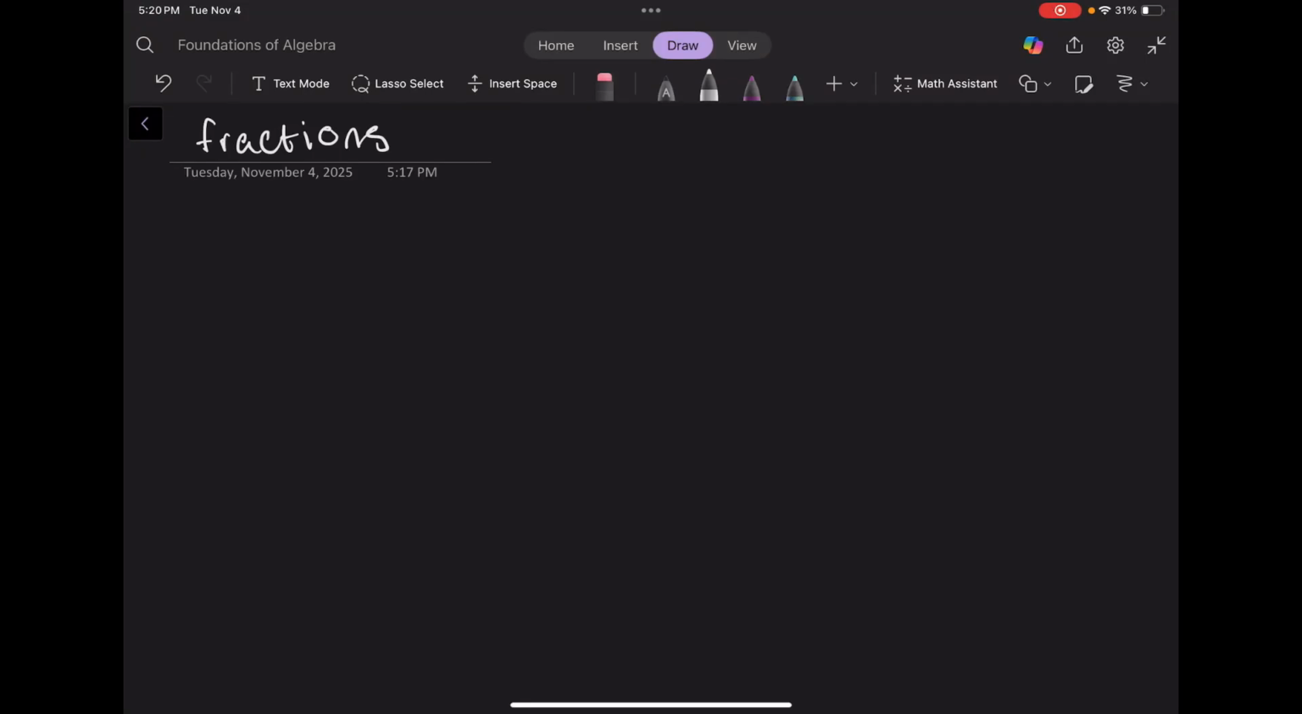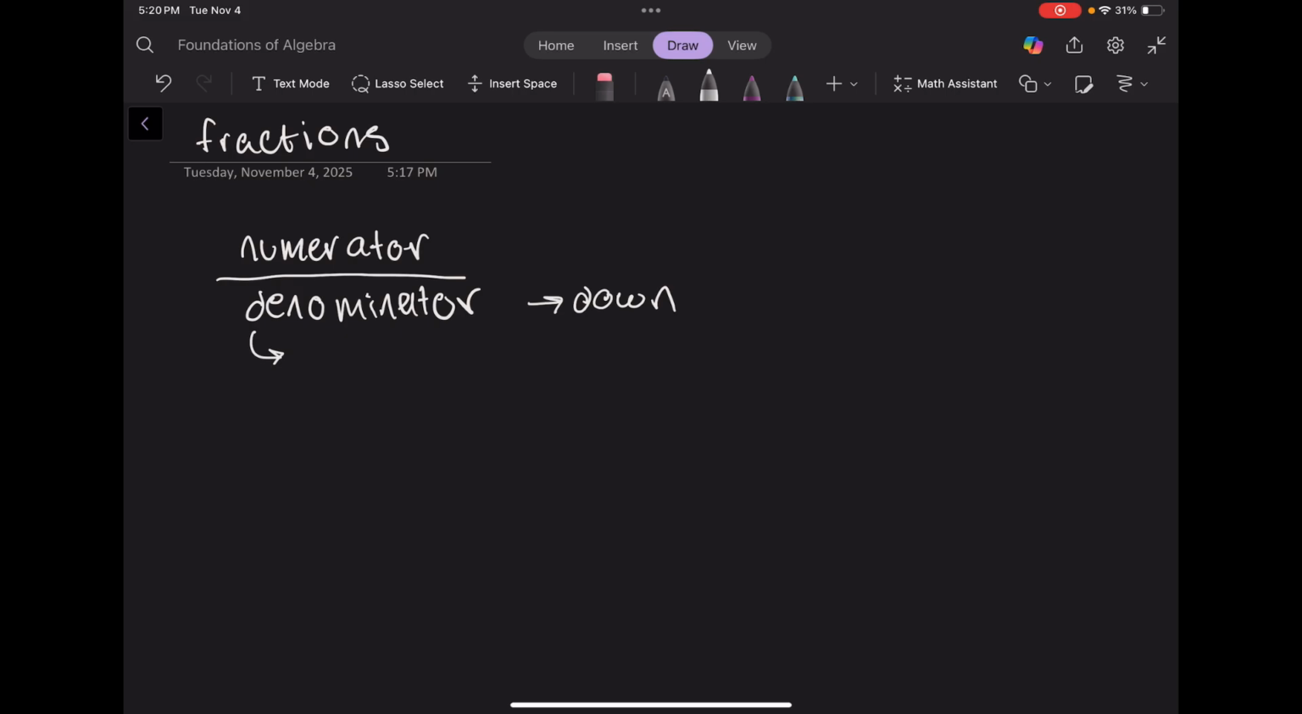So a fraction has a numerator over a denominator. One way that I like to remember this is that this is down, which is what the D stands for. And then since I know the denominator is down, the numerator is above.